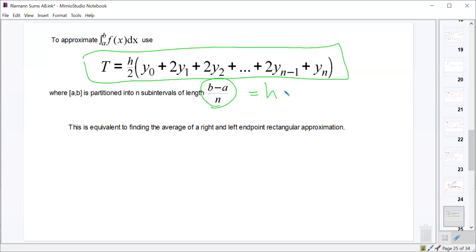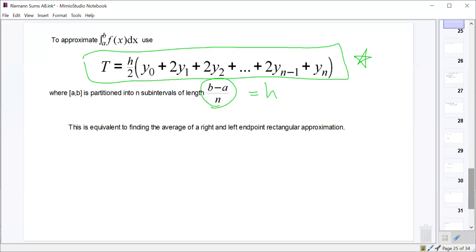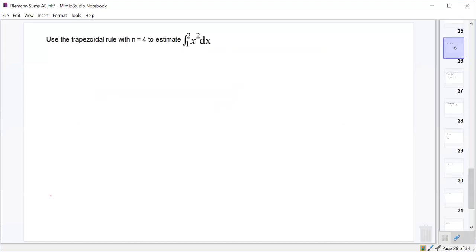Good or no? So are we going to get a more general formula so we don't have to find y1, y2 and all the way up? Well, no, this is the general formula, and you'll have to find y0 and y1 and y2 as you go through, based on whatever function you're given. Okay.